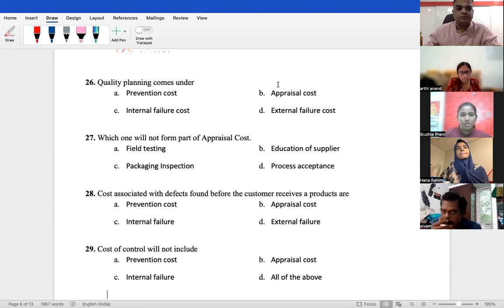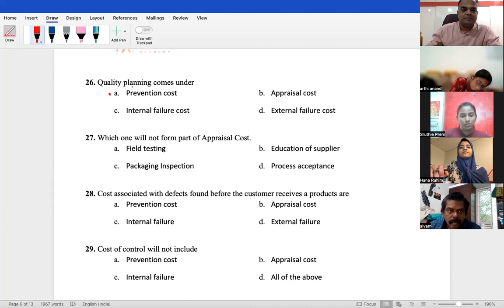Quality planning comes under option A, prevention cost, B, appraisal cost, C, internal failure cost, D, external failure cost. A, prevention cost. Quality planning comes under prevention cost. Good.